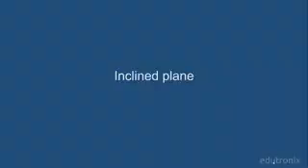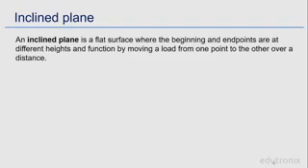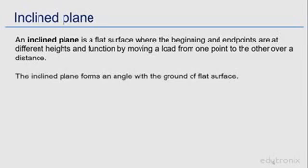Let's start by considering the inclined plane. An inclined plane is a type of simple machine. It involves the use of a plane which is placed on two objects that have different heights. When this happens, the plane creates an angle that allows an object to move or to be moved from the lower height to the higher one, or from the higher one to a lower one.